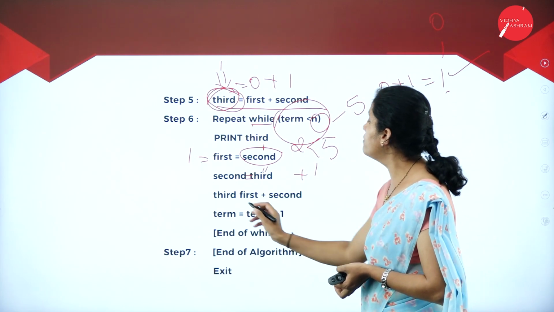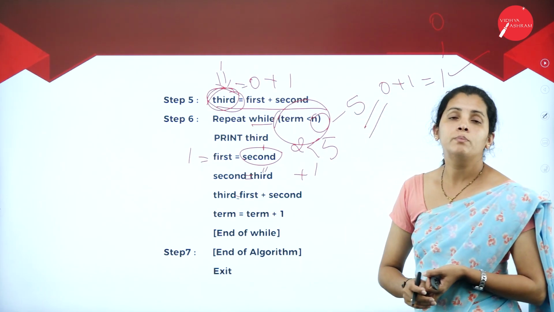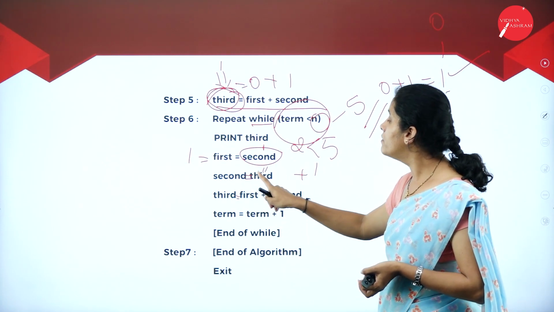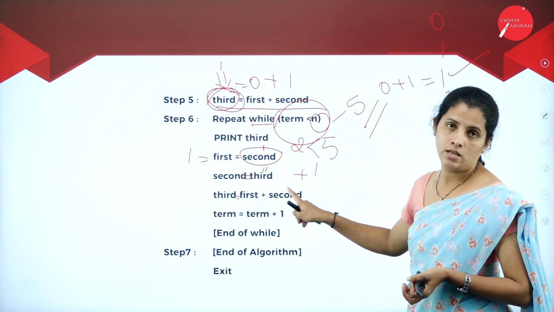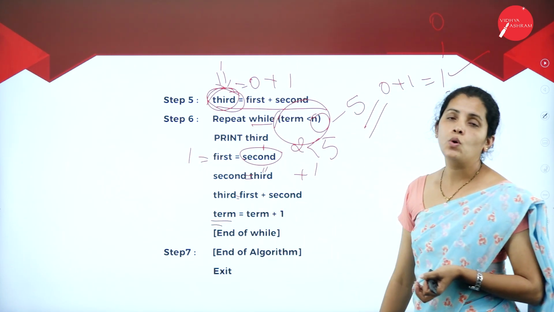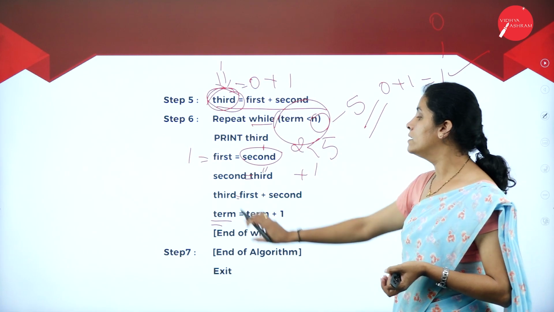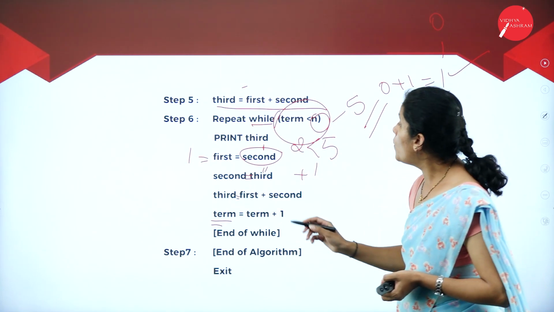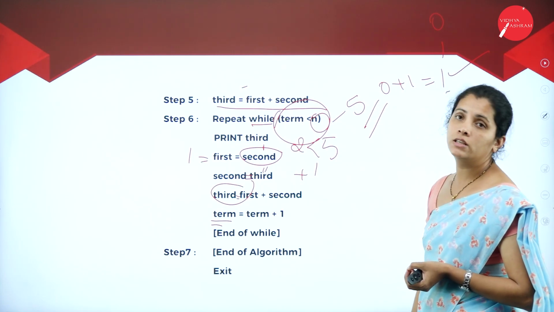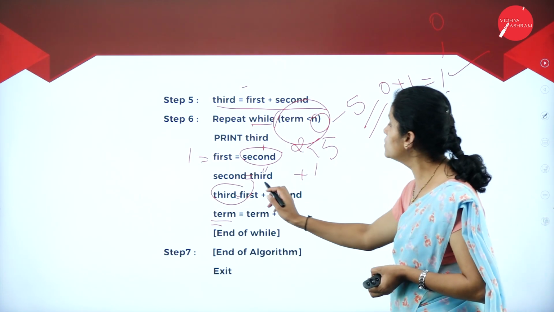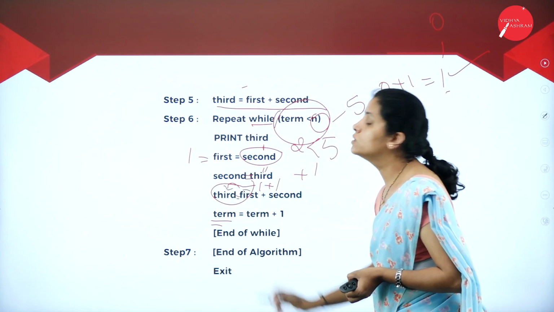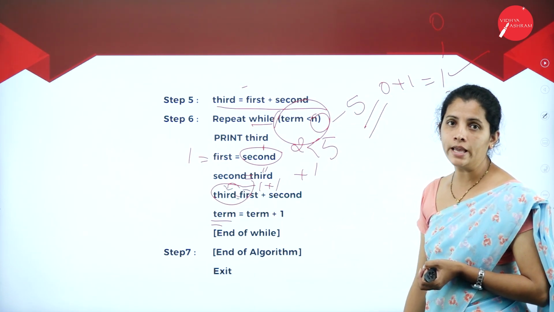After that, what I want to do? I'm going to perform addition operation. That means I'm going to add first value with the second value. Then I'm going to store that one inside my third variable. Now, what is the value of third? Here, the value of third is 2. That means 1 plus 1, it is 2 and it is stored inside third variable.